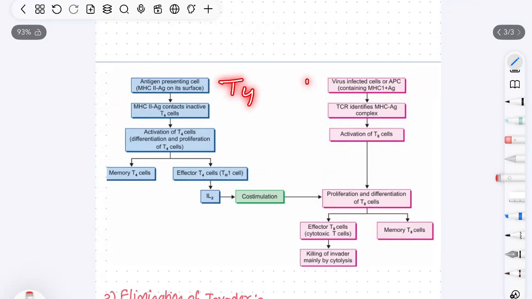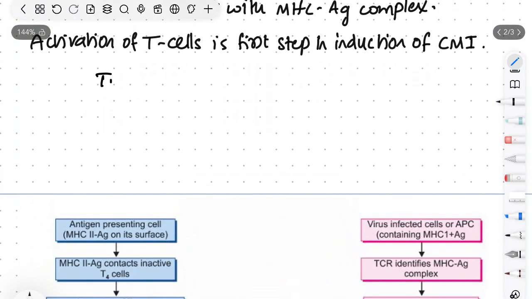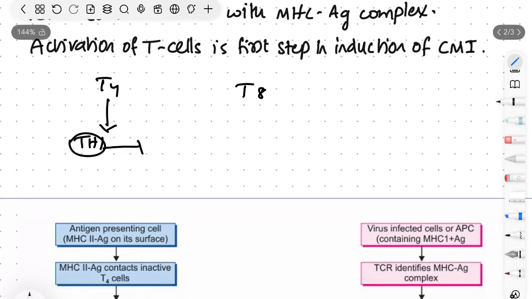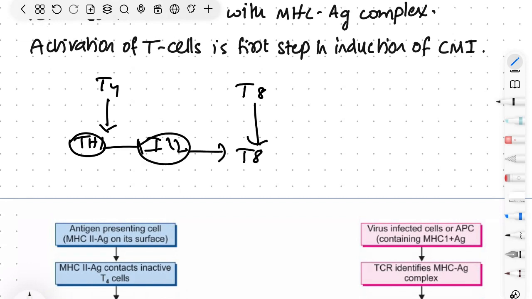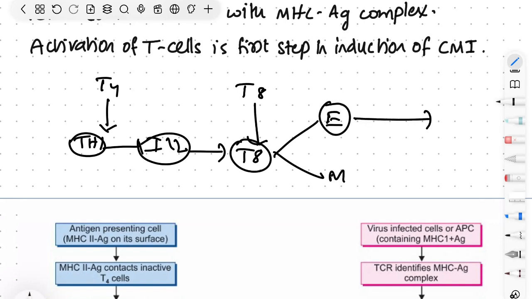First, T4 cell and T8 cell are activated; I'll just write in a brief format. After that, T4 cells, that is T helper 1 cell. In T4 cells we have T helper 1 and T helper 2. So T helper 1 cell releases interleukin 2 and co-stimulates the proliferation of T8 cells. T8 cells proliferate into the effector cells and the memory cells. These effector cells kill the pathogen. Okay, this is the main process.